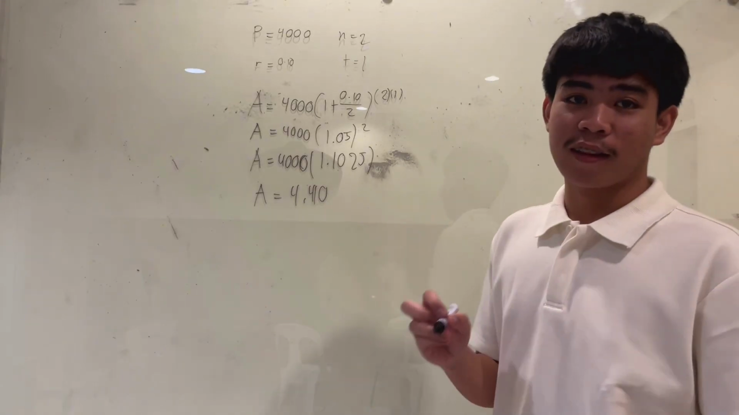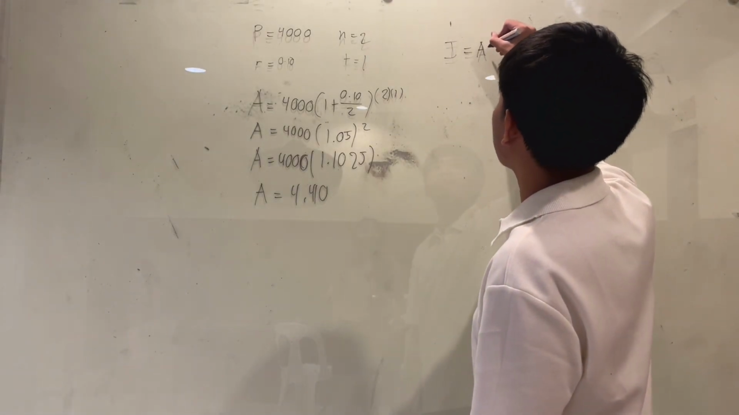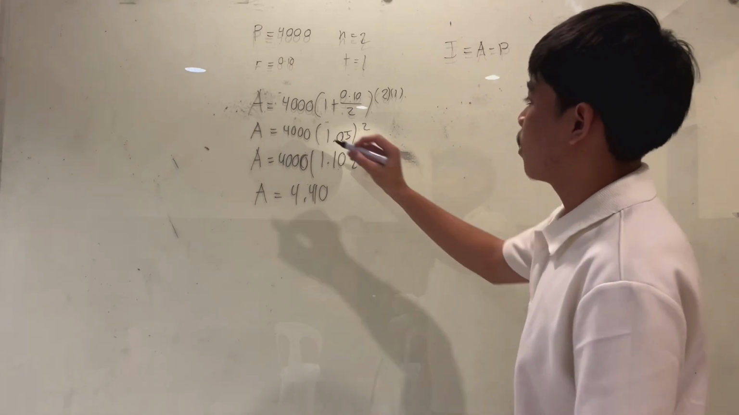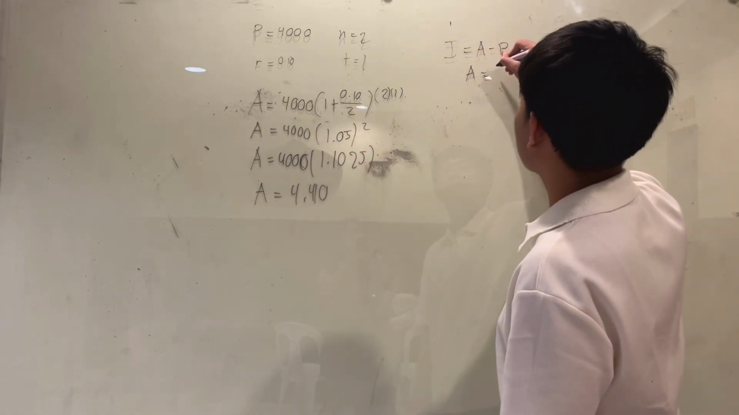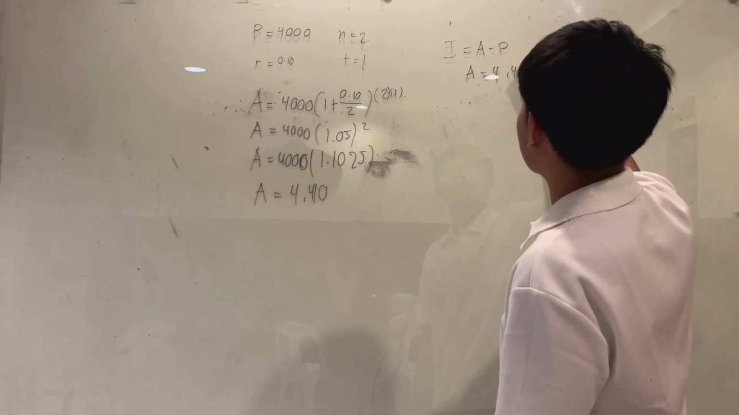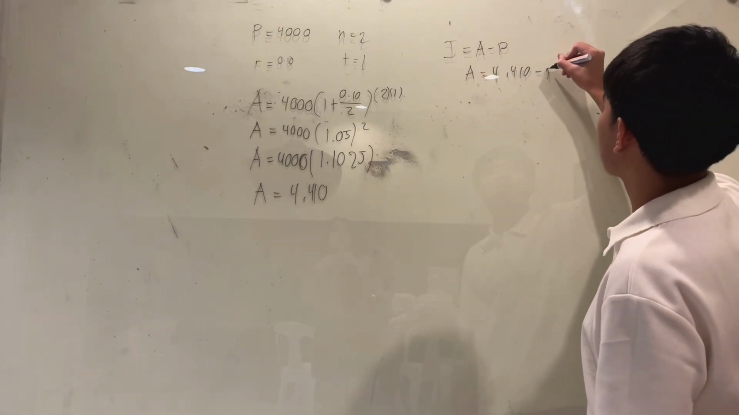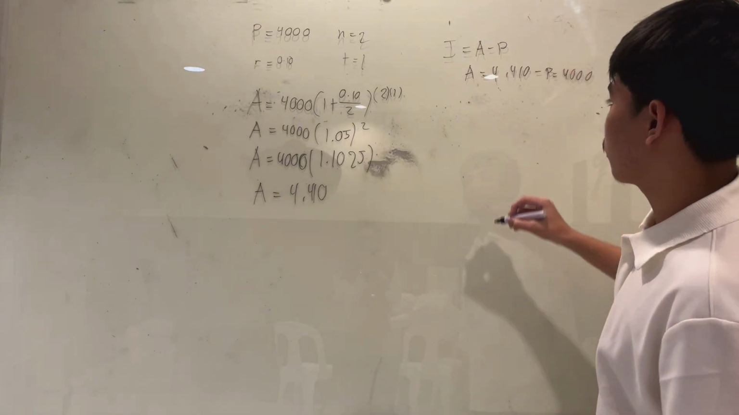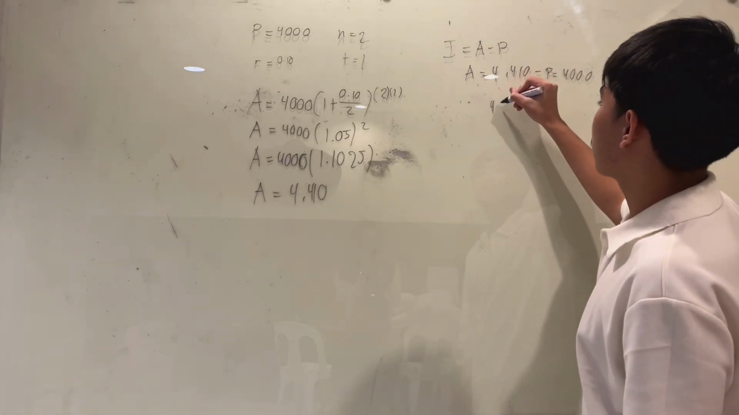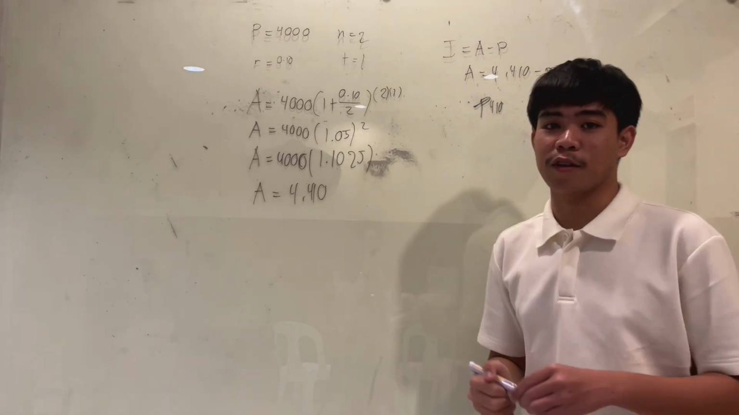So in order to get the interest, it will be I equals A minus P, where A is 4,410 and our P is 4,000. So when you subtract the two, you would get 410. So that's the interest that Jafar paid.